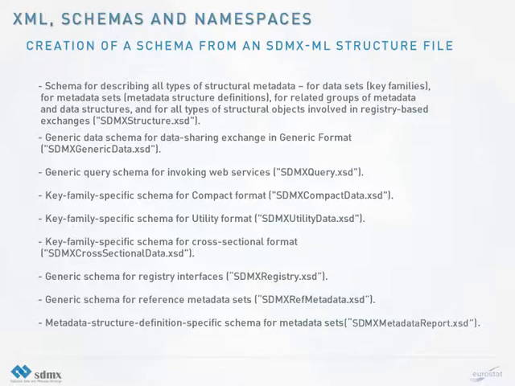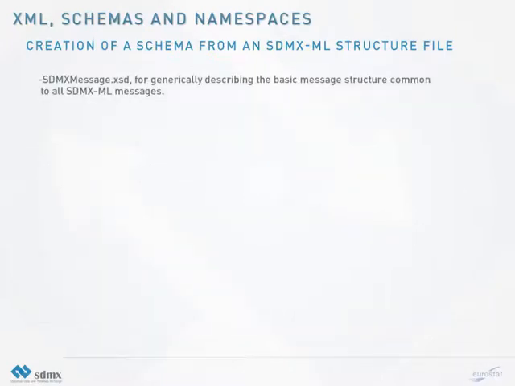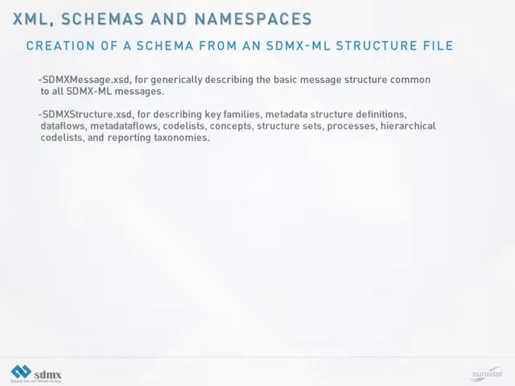Some SDMX ML schemas are the same for all key families and metadata structure definitions. These include SDMX message.xsd for generically describing the basic message structure common to all SDMX ML messages, SDMX structure.xsd for describing key families, metadata structure definitions, data flows, metadata flows, code lists, concepts, structure sets, processes, hierarchical code lists, and reporting taxonomies.